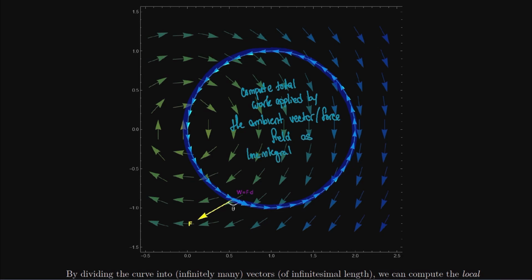And if we're caring specifically about this specific location that it kind of zoomed in on, if we care about the work that's being done by the force field, we need the dot product of vectors to determine how much the force aligns with our trajectory.